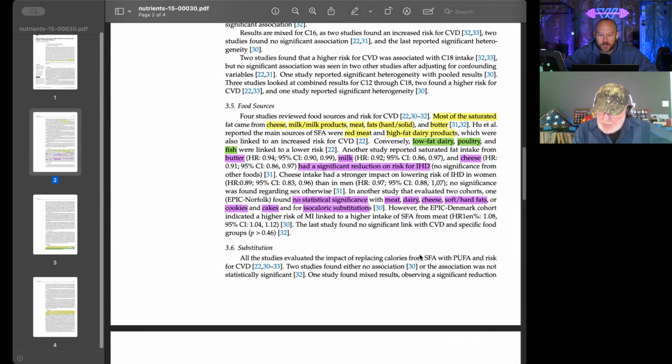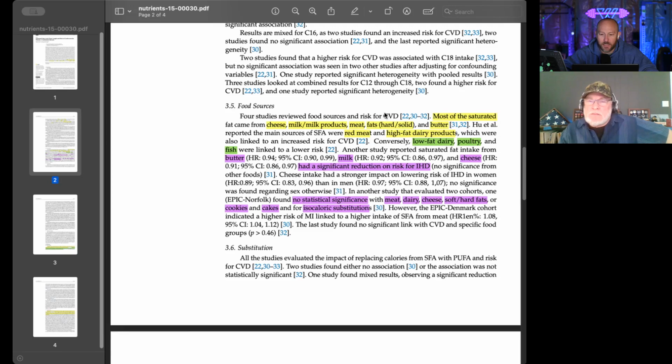Now, where are the saturated fats coming from? Most of the saturated fats, particularly in the American diet, come from dairy products. That's our main source of saturated fatty acids. In the review here, they came from cheese, milk and milk products, meat, fats, hard or solid, and that could include some margarines and stuff, but also would be like lard, butter.